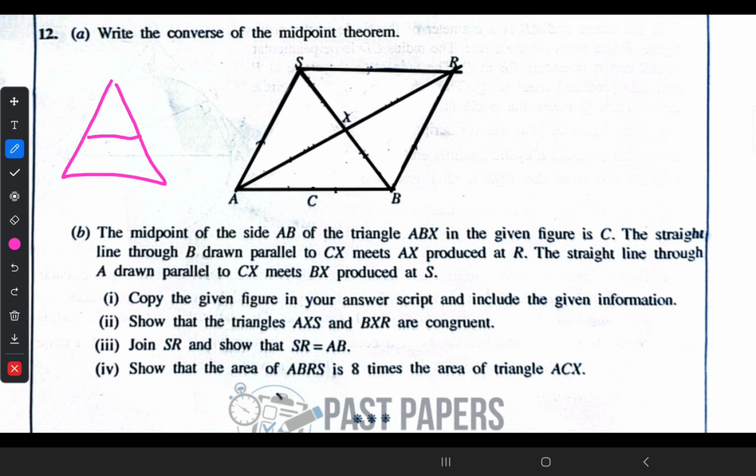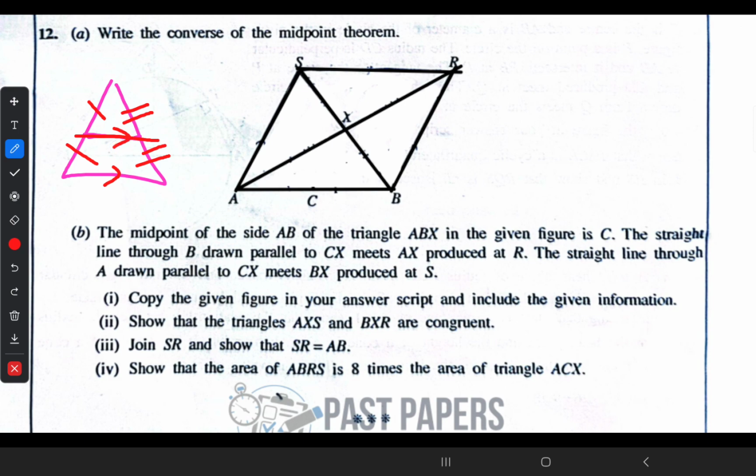Okay, what is the midpoint theorem? When we draw a straight line which is going through the midpoints of two sides of a triangle, the line going through the midpoints of those two sides would be parallel to the third side and half of its length.